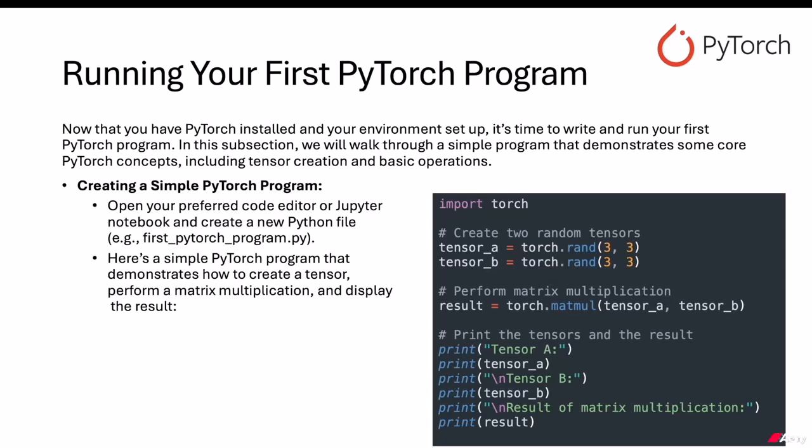Tensor A, which is torch.rand(3,3), tensor B, torch.rand(3,3). This is for randomly creating tensors. Next, result = torch.matmul(tensor_A, tensor_B), which performs the matrix multiplication. That's why the name matmul. Print the tensors and the result by using the print command: print the string tensor A and then tensor A value, and then again the string tensor B and in the next line tensor B, and then the result of the matrix multiplication by saying print(result).